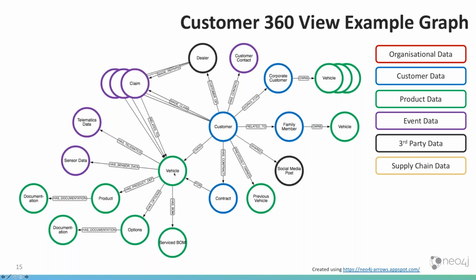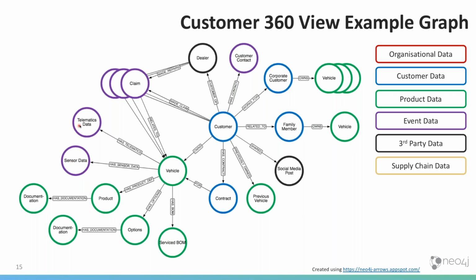We can see not only information about their current vehicle, its current BOM and how that's been serviced, what options they have, product definition, and so on and so forth, but we can see the same information about any previous vehicles they've owned. So we can see historically what vehicles they purchased, what options those had, their past claims, that whole history of all their vehicles that we might have.